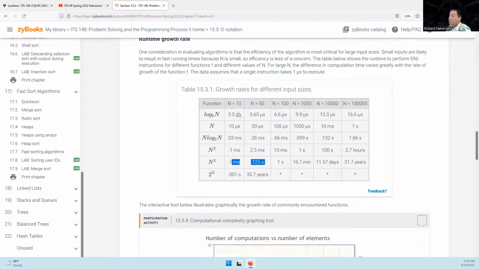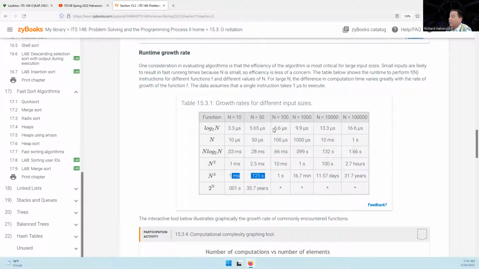Okay, so this is growth rate. Let's see, this class started at 10:45, right? Yes, 10:45.